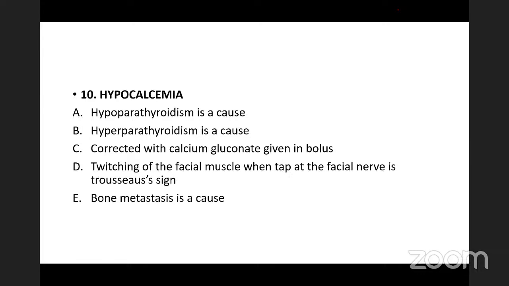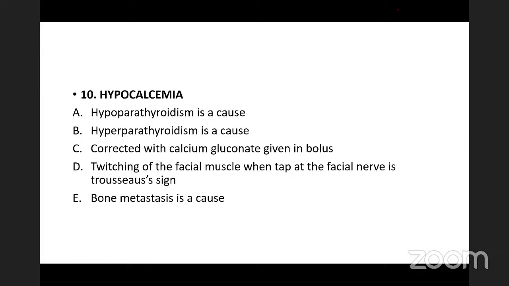Now, hypocalcemia. Hypocalcemia, hypoparathyroidism is a cause. Okay? Yes, when you have hypoparathyroidism, mobilization of calcium will be impaired, so they will have hypocalcemia. Okay. B, hyperparathyroidism is a cause. That is false. Corrected with calcium gluconate given in bolus. Remember, calcium gluconate, calcium chloride are never given in bolus.